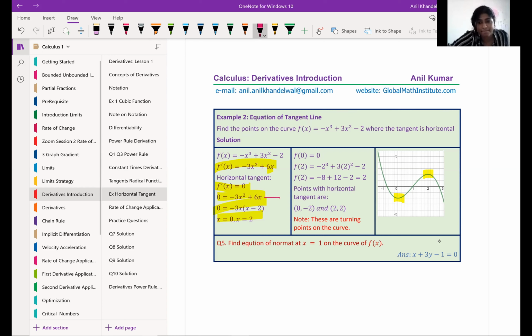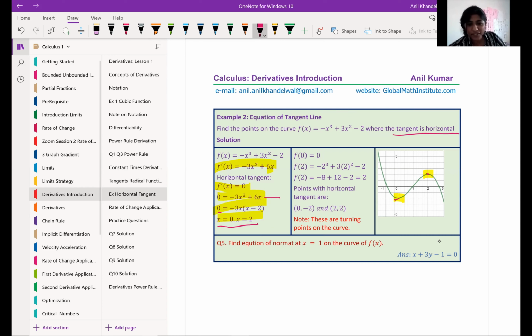If it's a horizontal tangent, it means the gradient is 0. So we made the derivative with respect to x equal 0, and then we found that, subbed it back in, and we get two values for x, being 0 and 2. As you look on the graph, when you look at the points 0 and 2, they are the turning points, which makes sense because the gradient is 0.